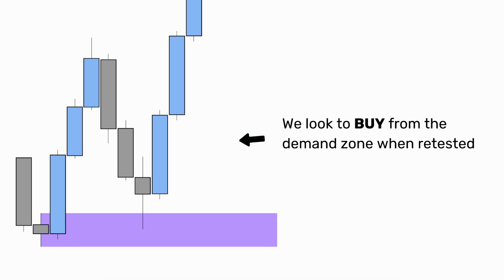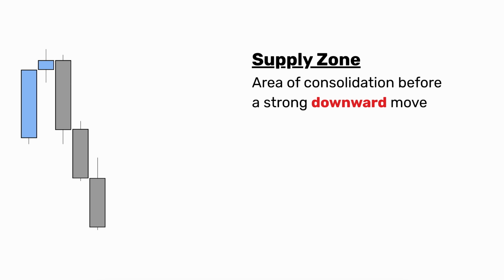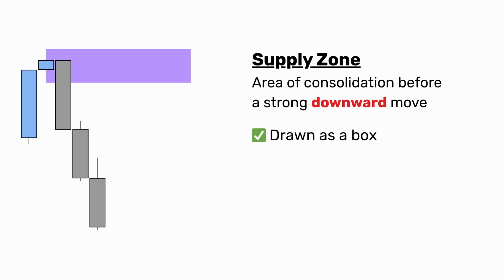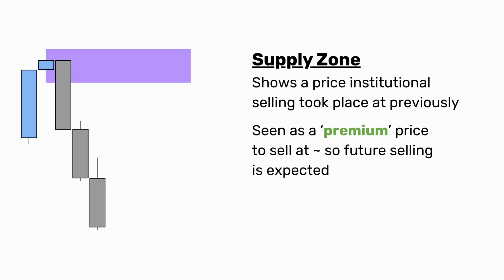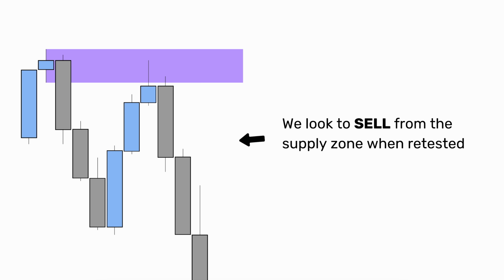institutional buying kicking in. Now, if you haven't already guessed, a supply zone is just the same, but the other way round. It's an area of consolidation before a strong downward move, which would be visualized like this. Again, it's drawn as a box, and I use the rule of using the last candle before the impulse to mark my supply zones. This shows a price that institutional selling took place at previously. It's seen as a premium price to sell from, so future selling is expected once the market returns to this level. Here we look to sell from the supply zone when retested, expecting more institutional selling to kick in to the market. It's important to understand the basics of supply and demand because this is how we are going to refine to get sniper entries.